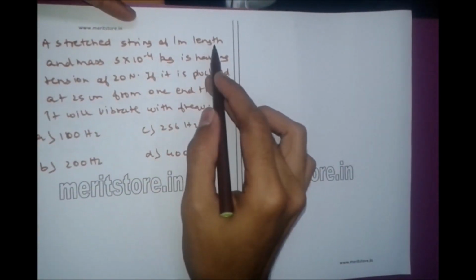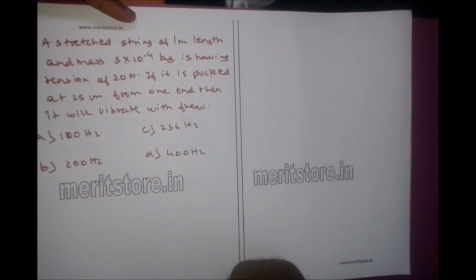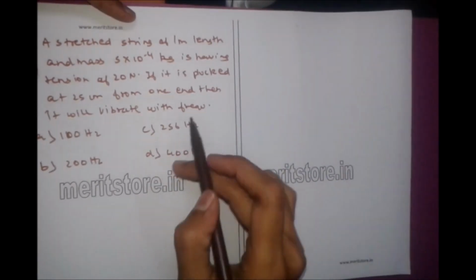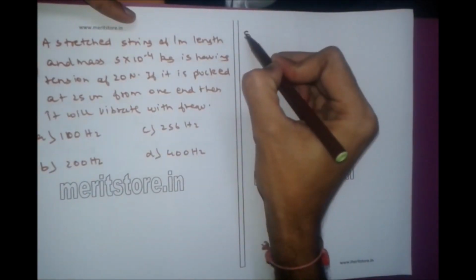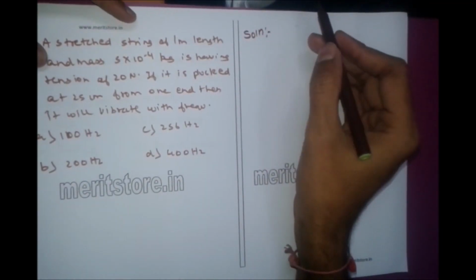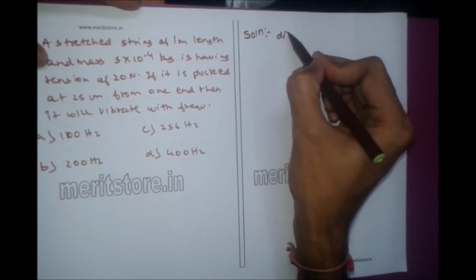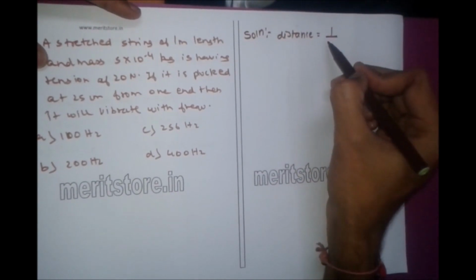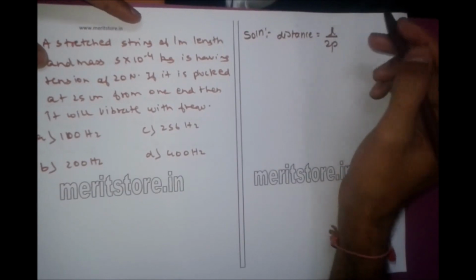A stretched string of 1 meter length and mass 5 into 10 raised to minus 4 is having a tension of 20 Newton. If it is plucked at 25 centimeters from one end, then it will vibrate with the frequency 100 hertz, 256 hertz, 200 hertz or 400 hertz. Here we know that the plucking distance from one end is L upon 2p.